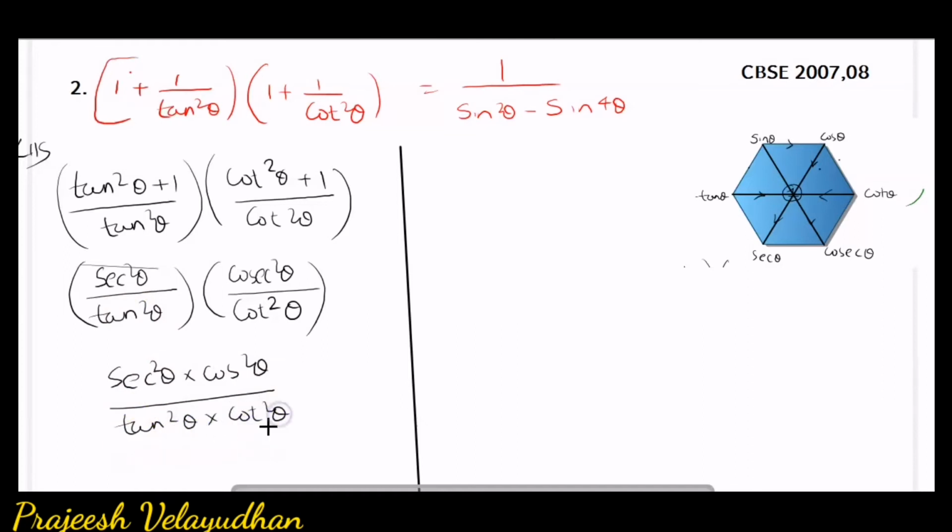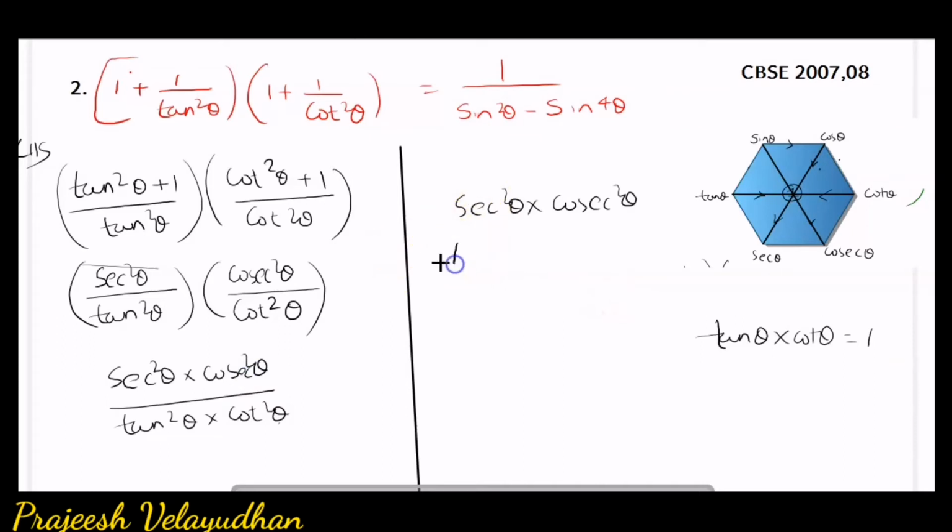Okay. Tan and cot. Tan inverse is cot. So tan we can rewrite as 1 upon cot, or cot we can rewrite as 1 upon tan. So tan into cot, the result will be 1. So tan theta into cot theta equal to 1. We know tan theta is a reciprocal of cot theta, or cot theta is a reciprocal of tan theta. So that's why this we can rewrite as sec square theta into cosec square theta. Okay, cosec square theta.